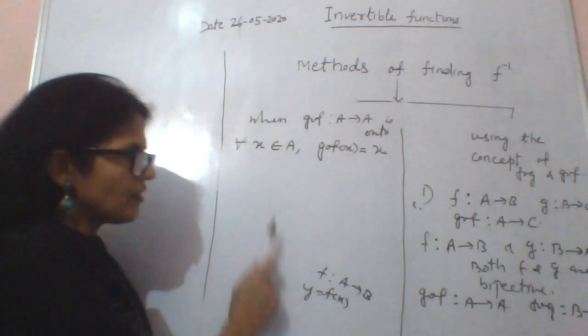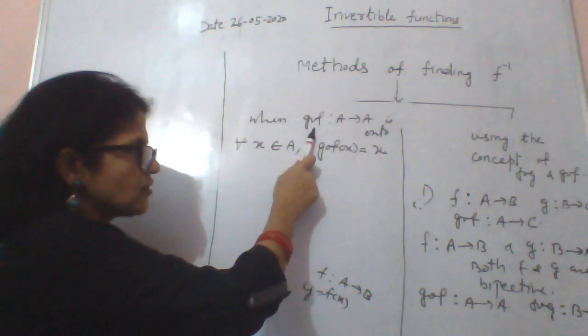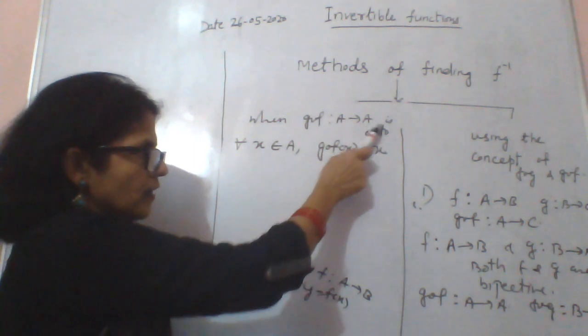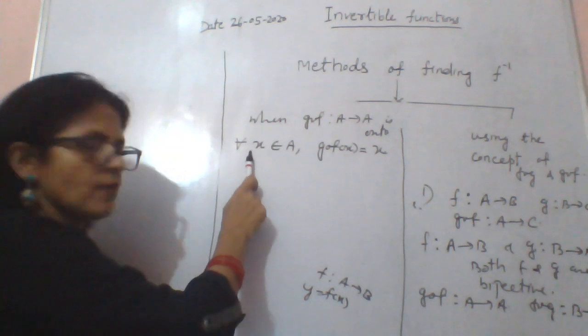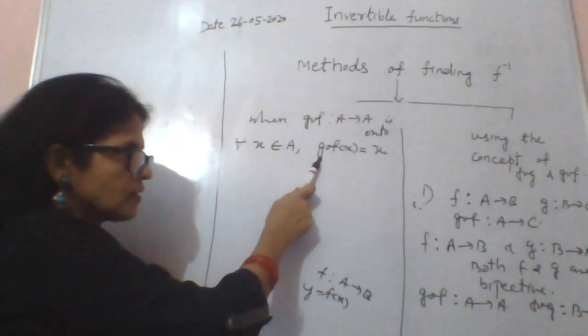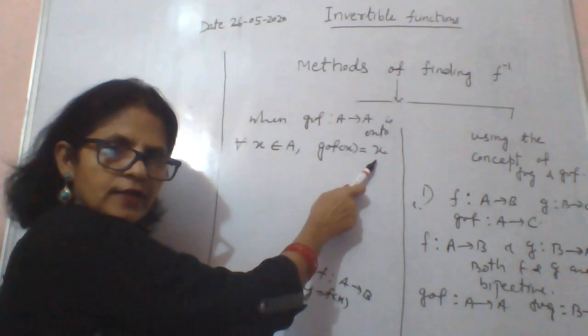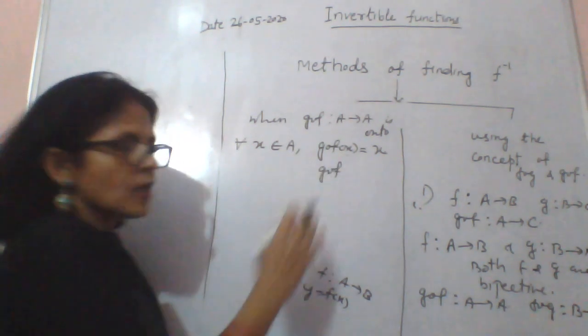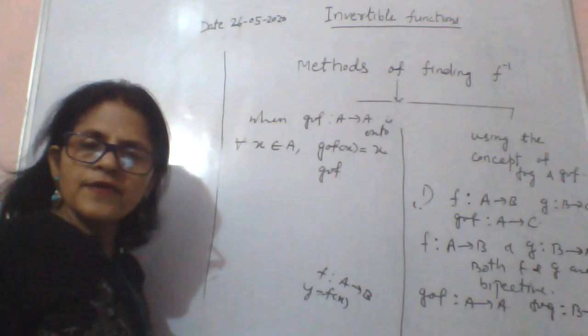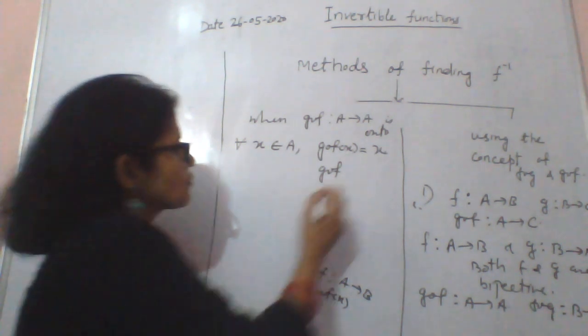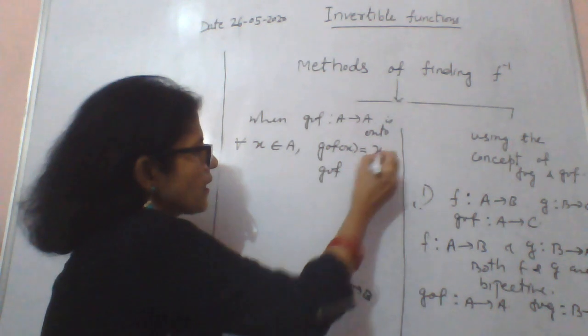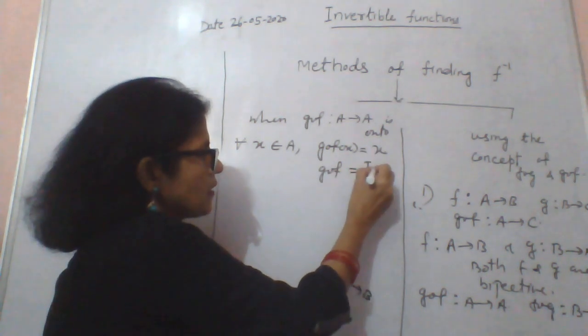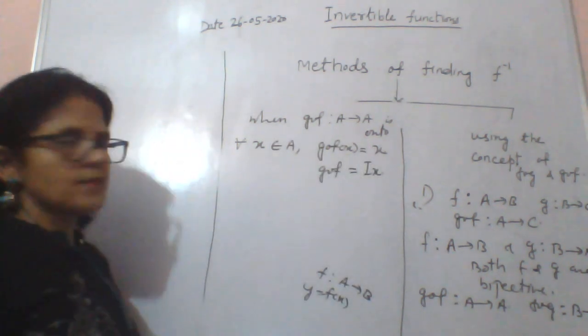In a similar logic, we are saying here, when g of f from A to A is onto function, for all x belongs to A, g of f x equal to x. Okay, so it means what? Whenever we say f x equal to x, f is called identity function. So g of f x equal to x means we can say it is an identity function.